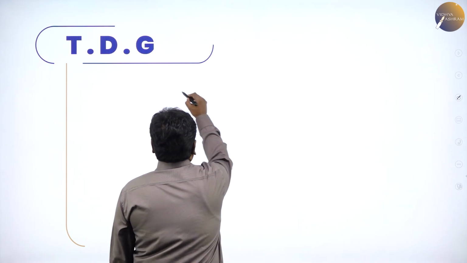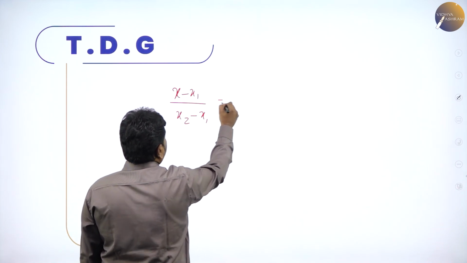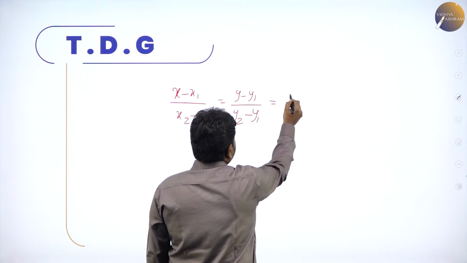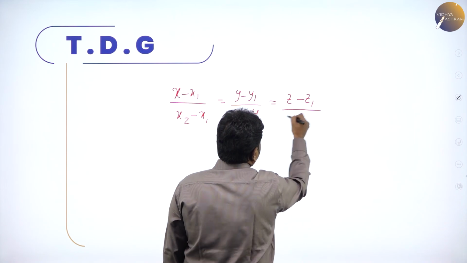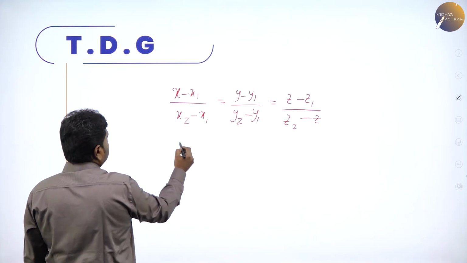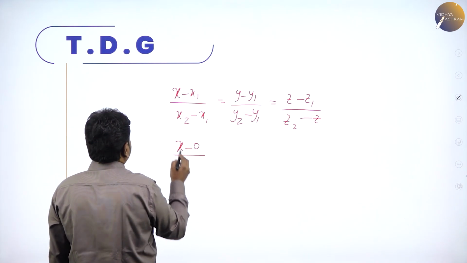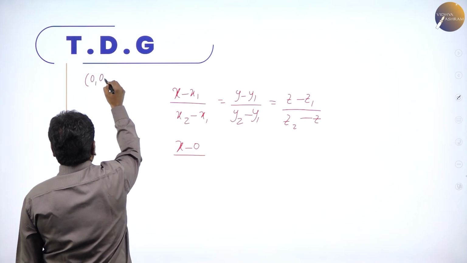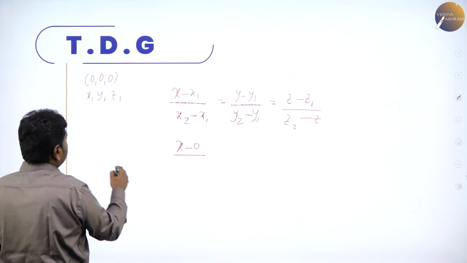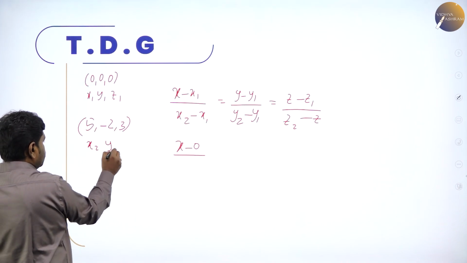Then Cartesian equation. What is Cartesian equation? (x minus x1)/(x2 minus x1), 2 point form of line, equals (y minus y1)/(y2 minus y1) equals (z minus z1)/(z2 minus z1). If line is passing through 2 points, we can use this. So 0, 0, 0 is x1, y1, z1, and the second point they gave, 5, minus 2, 3, is x2, y2, z2.